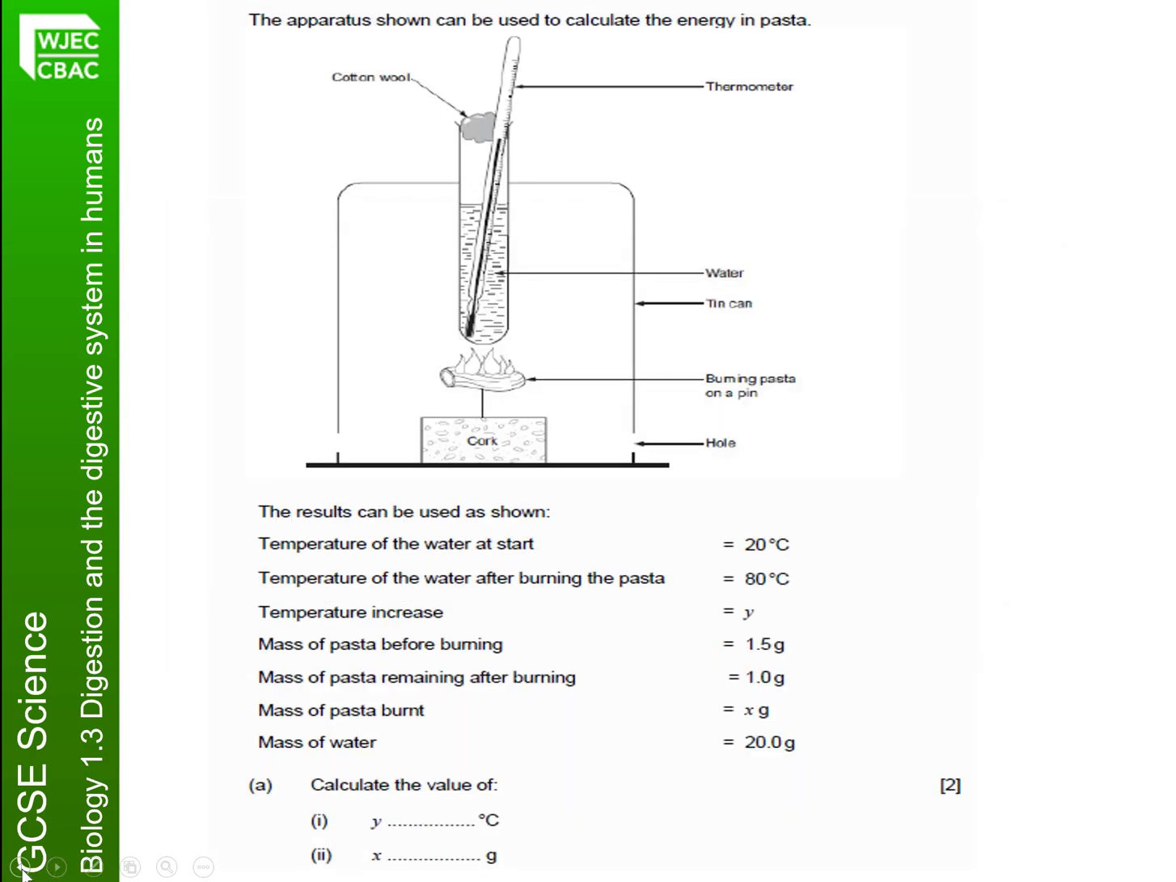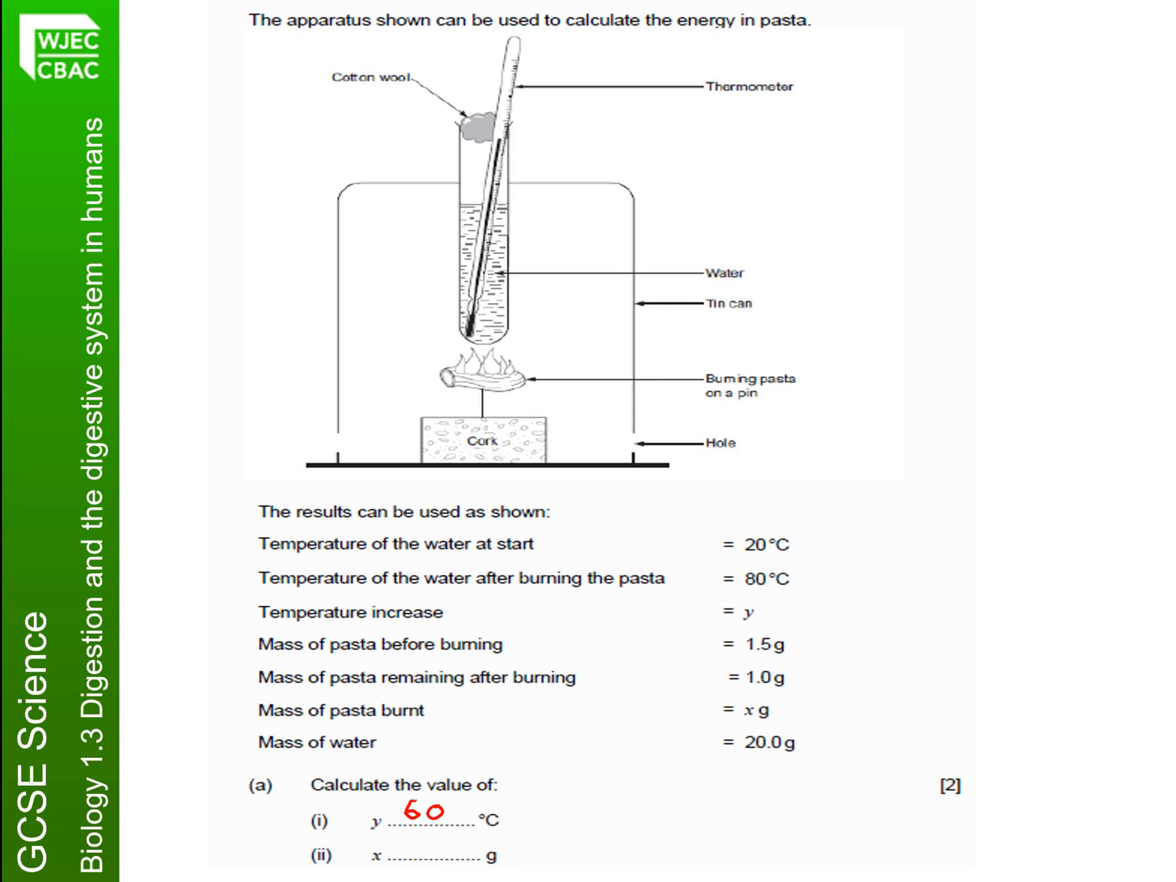Okay, so if we look then at the answers for these questions, so the first one was asking you to calculate the value of y, so that was the temperature increase. So the temperature of the water at the start was 20, the temperature of the water after burning the pasta was 80, so your temperature increase there is 60 degrees C.